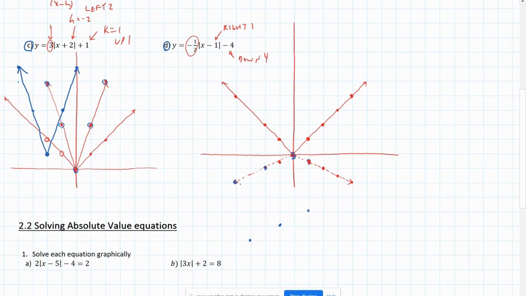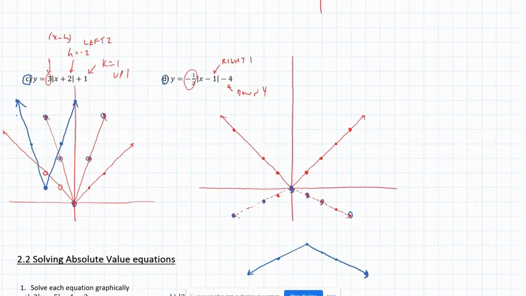This point, right 1, down 1, 2, 3, 4. This point, right 1, down 1, 2, 3, 4. This point, right 1, 1, 2, 3, 4. So I didn't move all the points, but you get the idea just by plotting a few of the points what the graph looks like. And that is our final example for graphing transformations of absolute value functions.